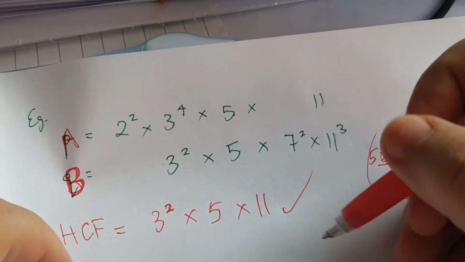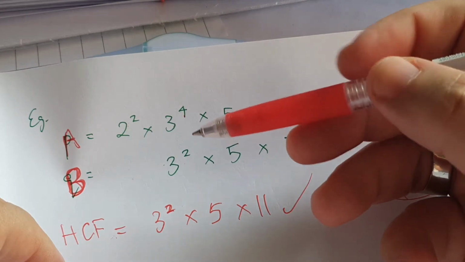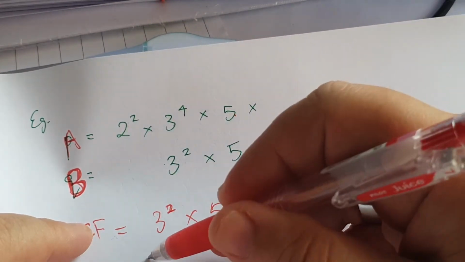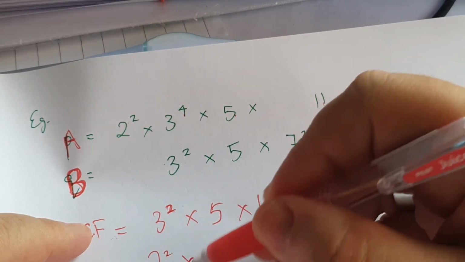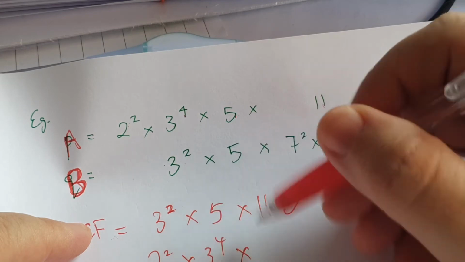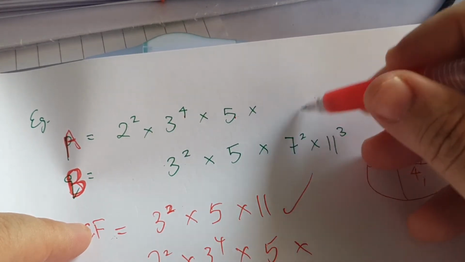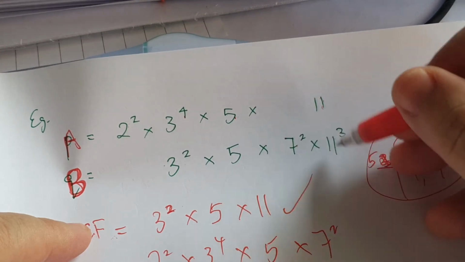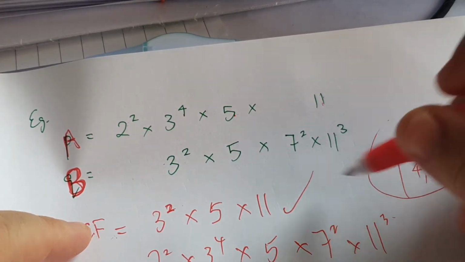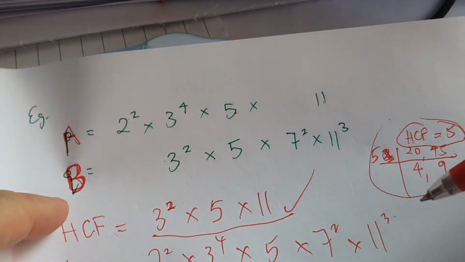Alright, now what about LCM? LCM is the exact opposite. Okay, you take the higher power out of the 2, so it is just 2 square times 3 to the power 4 times, when it's like that, right, you just take 5. Okay, then when it's like that, you take the higher power one. Okay, so this is what we call LCM and HCF.